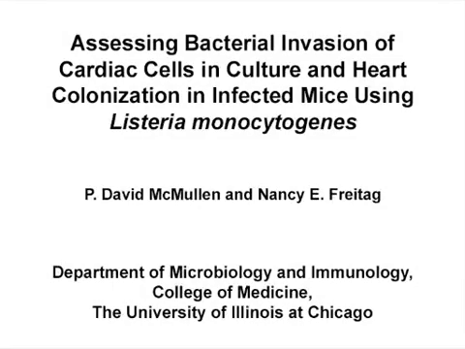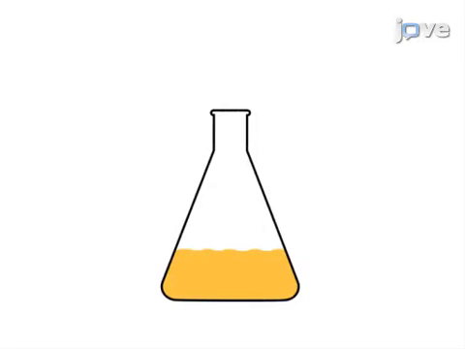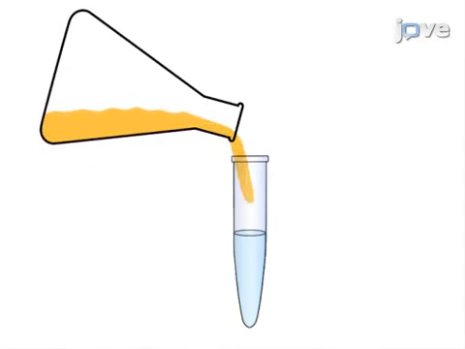The overall goal of this procedure is to provide efficient methods of assessing microbial infection of cardiac cells using in vivo and in vitro models of heart colonization and cardiac cell invasion. This is accomplished by first growing bacterial cultures and collecting, washing, and resuspending the bacterial cells in phosphate-buffered saline.